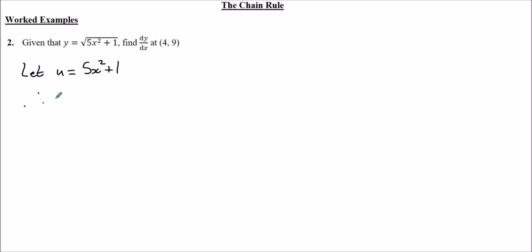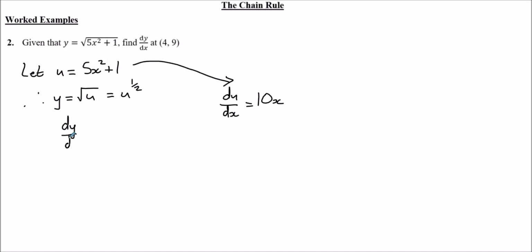Therefore, if we set u to be that, then y is the square root of u, which in power form is u to the power half. So u is obviously 5x squared plus 1, so we can do du by dx, which differentiates to 10x, and differentiating y with respect to u, the half comes to the front, and we subtract 1 from the power. So there's our du by dx, and here's our dy by du.